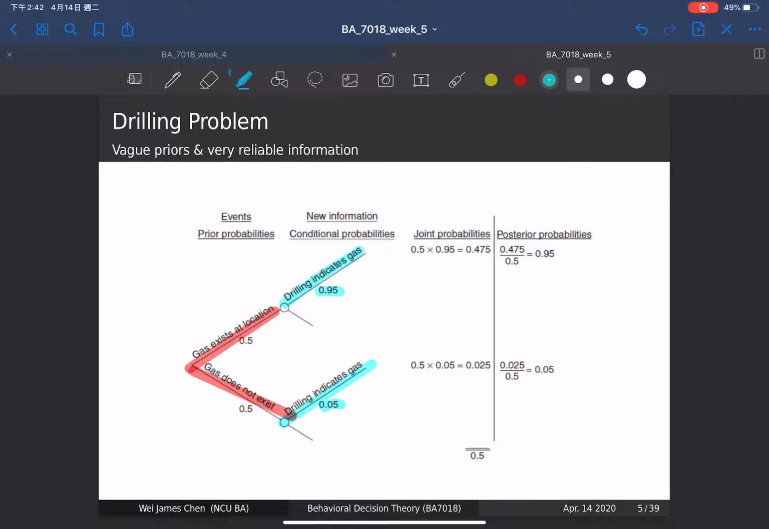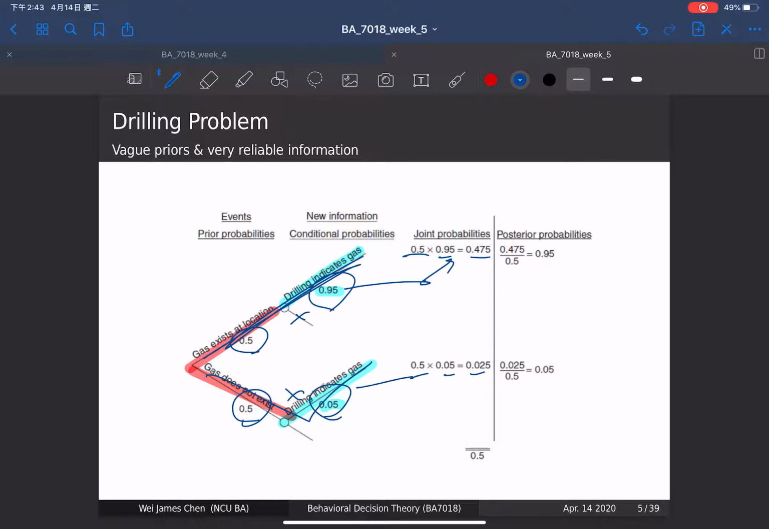And so after this one drill test, my prior will be changed. My prior will become a posterior, and exactly by the method you should already know. If the drill indicates there is gas, then there are two cases. One is that you go through this path, the other is this path, and the probabilities are shown here. So this times this becomes this, and this times this becomes this.